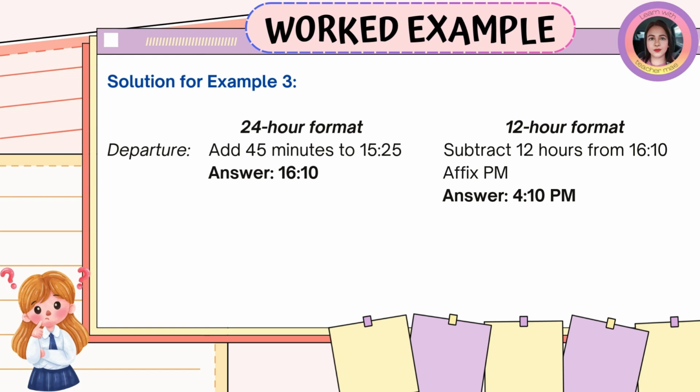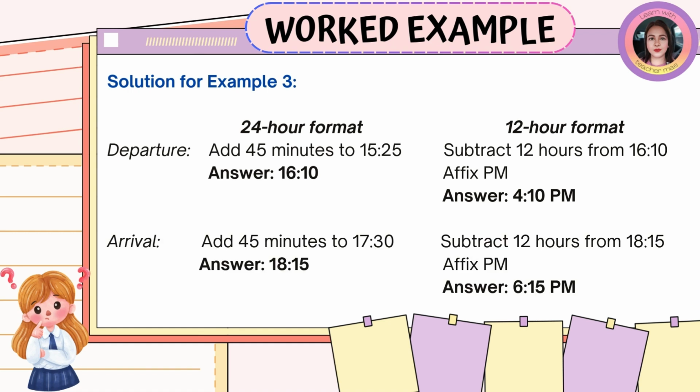Solution for example number 3. Departure in 24-hour format, add 45 minutes to 15:25. Answer: 16:10. In 12-hour format, subtract 12 hours from 16:10, affix PM. The answer is 4:10 PM. Arrival, 24-hour format, add 45 minutes to 17:30. The answer is 18:15. In 12-hour format, subtract 12 hours from 18:15, affix PM. The answer is 6:15 p.m.